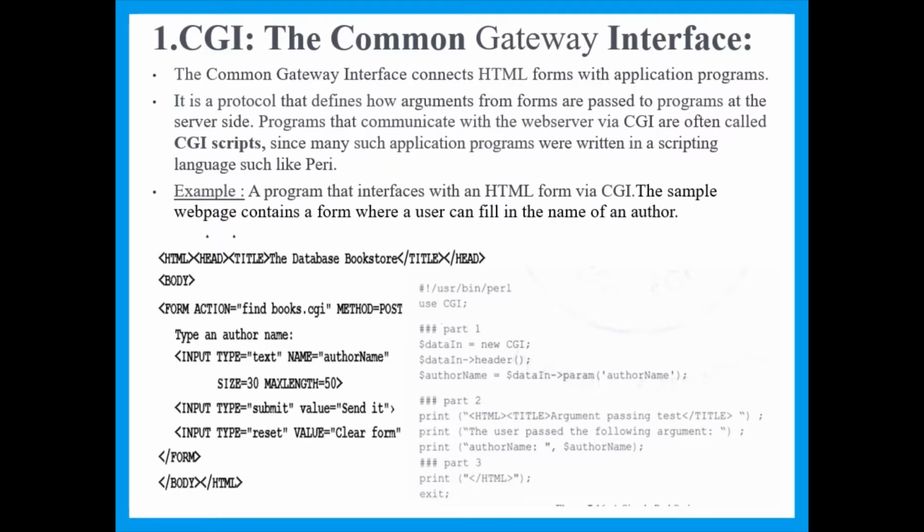Programs that communicate with the web server via the Common Gateway Interface are often called Common Gateway Interface scripts, since many such application programs are written in a scripting language like Perl. Let us see an example, a program that interfaces with an HTML form via a CGI: a simple web page which contains a form where the user can fill in the name of the author.